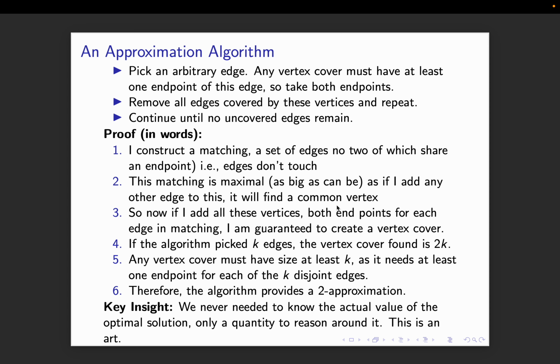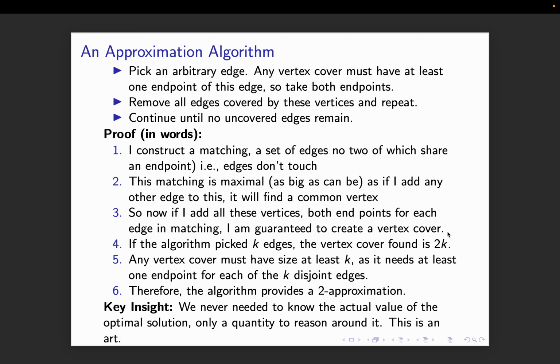So if I add all these vertices, both endpoints for each edge in a matching, I am guaranteed to create a vertex cover, right? Let's think about it. Why are you guaranteed to create a vertex cover? Let's say you started with a blank graph, nothing. You pick an arbitrary edge and you select both of those vertices.